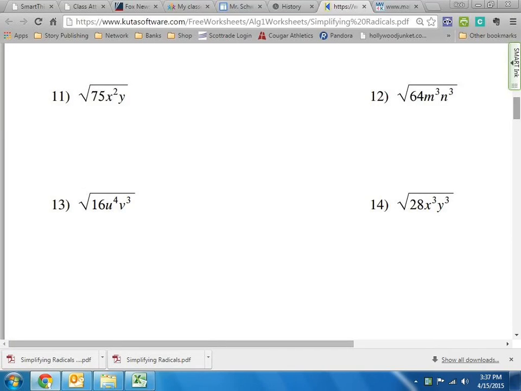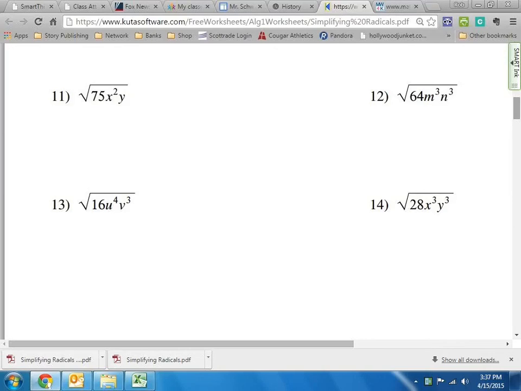All right, so with this video, we're simplifying square roots, but these square roots have numbers and variables in them. But don't be freaked out. It's going to be okay. We're going to go through these. And again, if you need to see my video of how to break down just square roots in general, there's another video, and I hope you'd go watch that. But now we'll do 11 through 14.